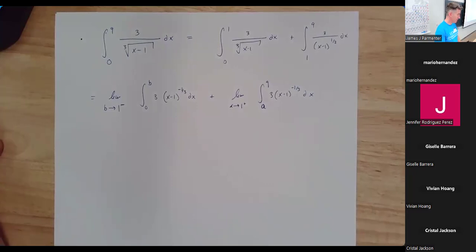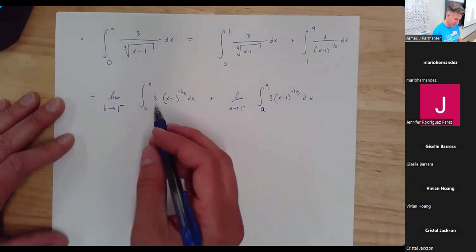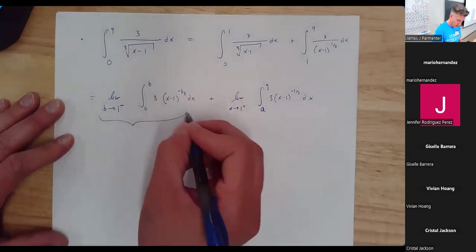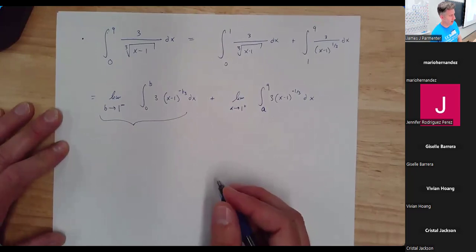Okay, so now we have to integrate this thing. Since I have a lot going on here, let's just look at this piece first. Always with improper integrals, if you have more than one integral, do them one at a time. Because if one of them diverges, stop. The whole thing diverges. That's not going to happen here, though. They are both going to converge.